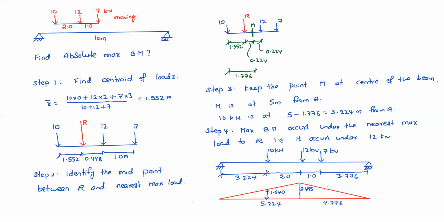Similarly, this ordinate is 2.495 into 3.776 divided by 4.776. So similar triangles, okay? 1.973.